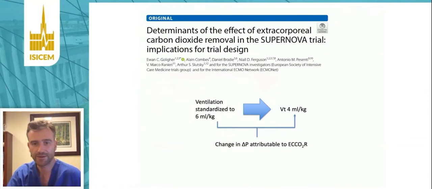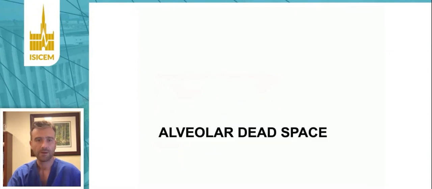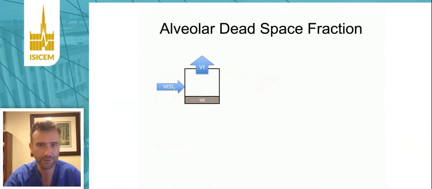So we used this data set to analyze the variability in patient responses to ECCO2R. They enrolled 95 patients, and this trial was published in Intensive Care Medicine last year. I mentioned two key factors that determine the heterogeneity of response to ECCO2R, and the first one, I want to argue, is alveolar dead space. Why would alveolar dead space fraction determine your response to extracorporeal CO2 removal?